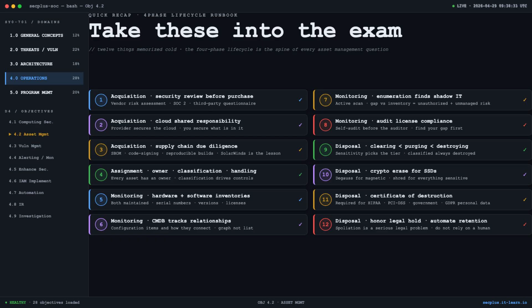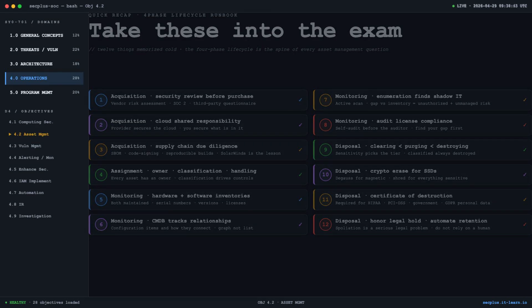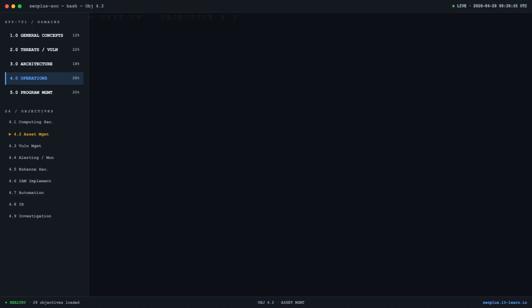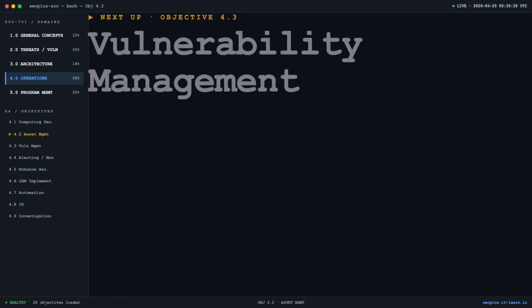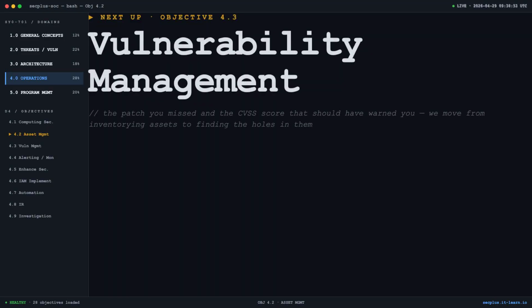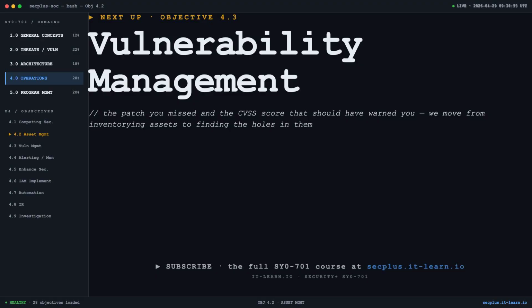That is Objective 4.2. The orphan asset that started this video is fixed by every step we just walked through. Owner assigned, classification labeled, in the inventory, in the CMDB, in the patching queue, on a retention schedule, with a defined disposal method. The whole point of asset management is that the orphan never exists in the first place. If you take one thing away, assets need owners, and classification drives controls. If you take two things away, disposal is heavily tested and the right method depends on media and sensitivity.